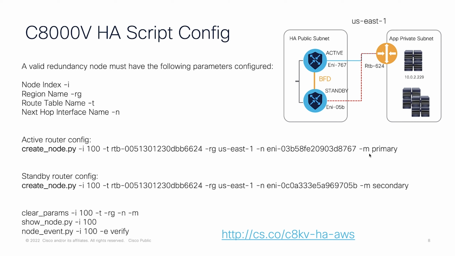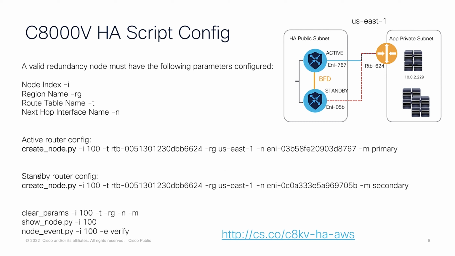And here we can use -m primary or secondary. We want to use this in case, when c8KV1 comes back online, we want it to revert back as the primary node, or we want traffic to go back to the original one. Then we can pass in primary, and pass in secondary for the standby one. So whenever c8KV1 does go down and comes back up, then we can just revert back to the original path and change the route table back to the original ENI, which in our case here is 767.